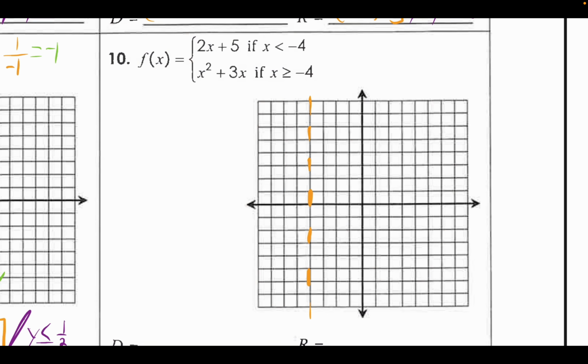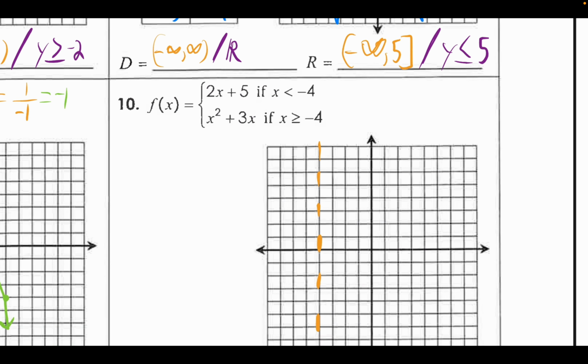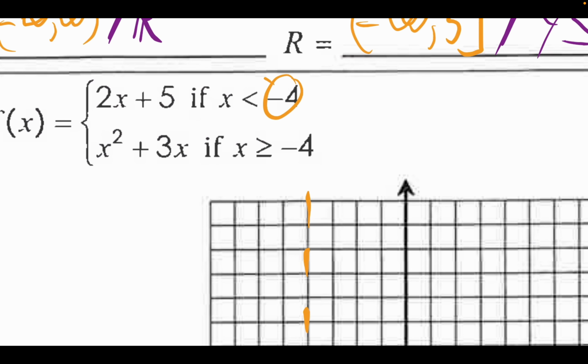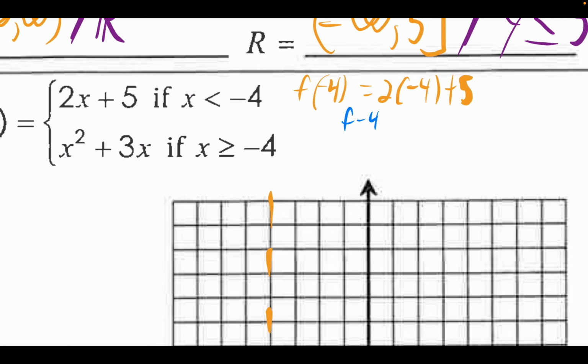Now, even though -4 is not actually part of this function, since it's not "or equal to" in the top one, I'm still going to plug in -4 into this function. As I do so, I get f of -4 is equal to 2 times -4 plus 5, and that results in f of -4 equaling -3.